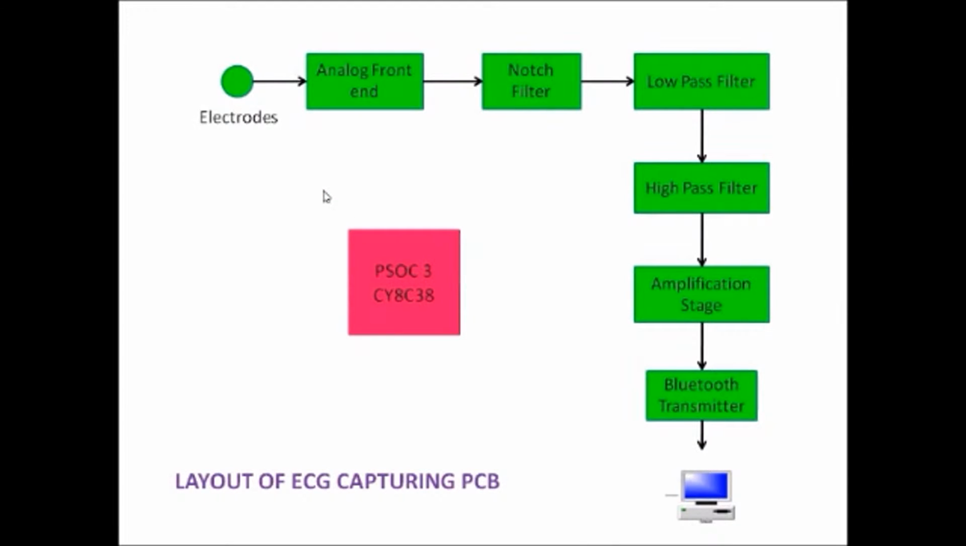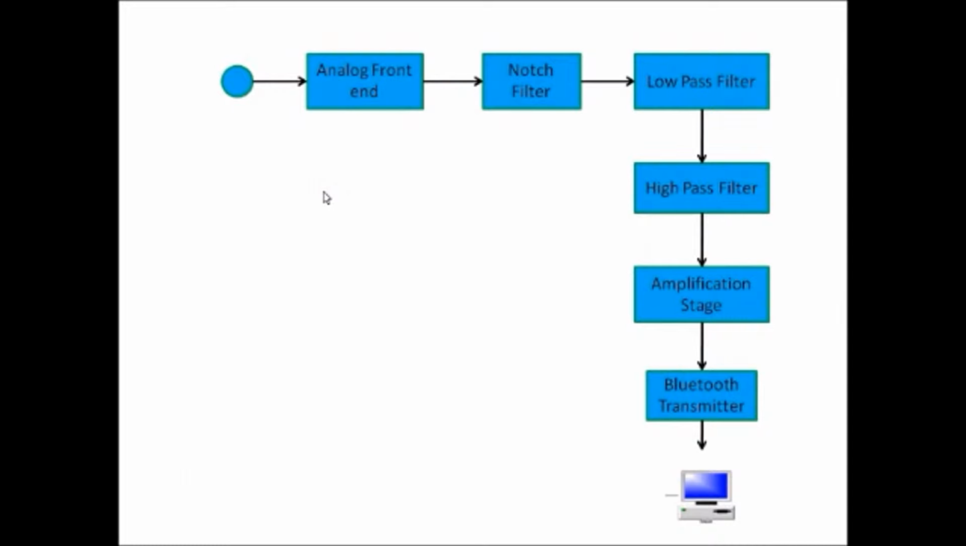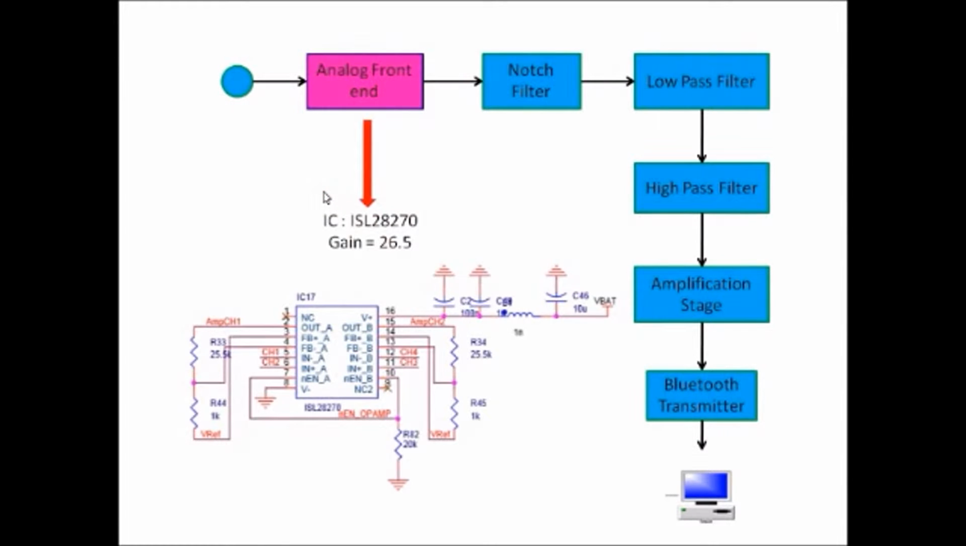The soul and heart of this system is PSOC3 CY8C38. Let's discuss each of these sections in detail. The analog front end uses an instrumentation amplifier as shown in this schematic here. The IC used is ISL28270 with a gain of 26.5.